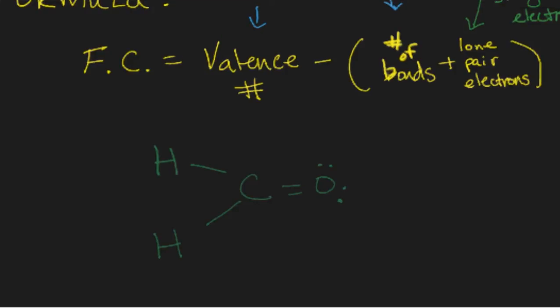So here's formaldehyde. If we were to take a look at formaldehyde, the formal charge calculation for the carbon, for instance, the valence number for carbon is going to be 4. If you go to your periodic table, it's in the 4th column, so therefore it's 4, and it's going to be minus the number of bonds to that carbon, which is 1, 2, 3, 4 bonds, and it has 0 lone pair electrons.